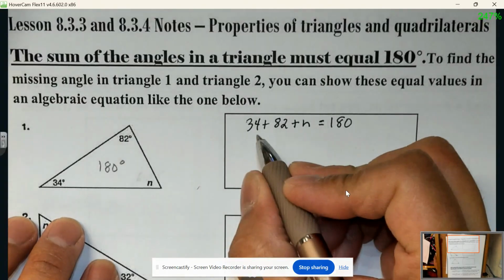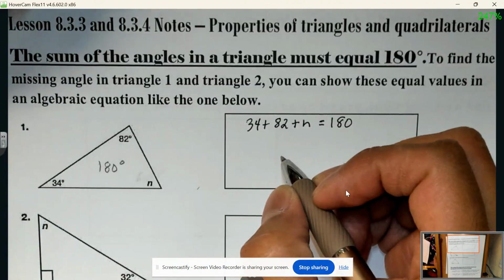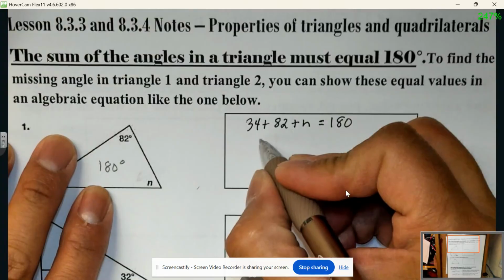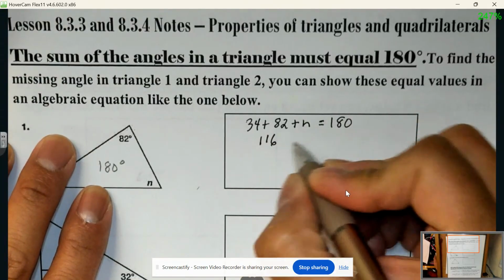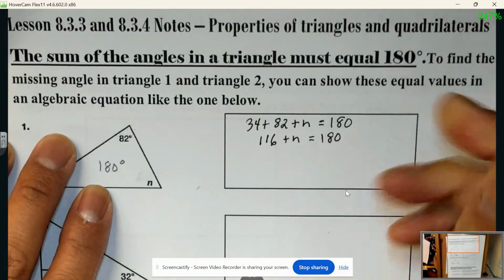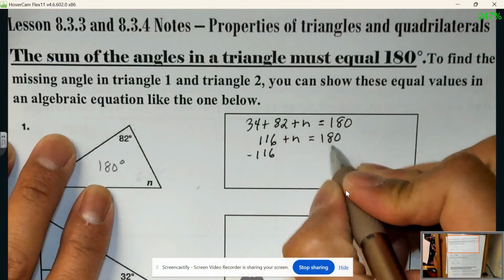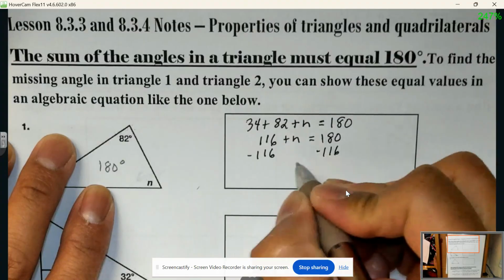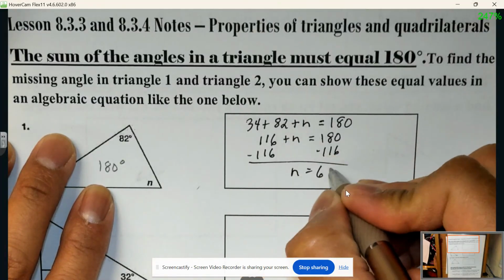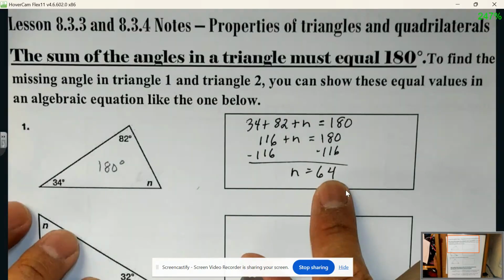And then combining our like terms, we have 34 plus 82, which equals 116, plus n equals 180. And then isolating our variable, we would subtract 116 from both sides. And we get n equals 64. Okay, so this is the way to solve it algebraically.